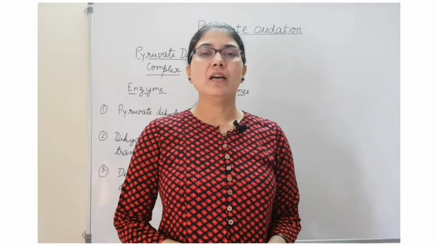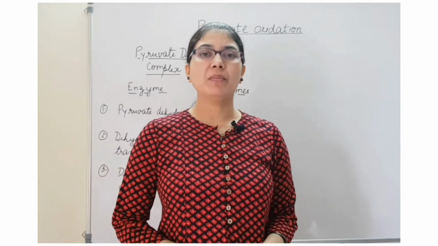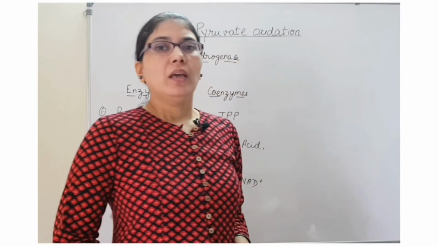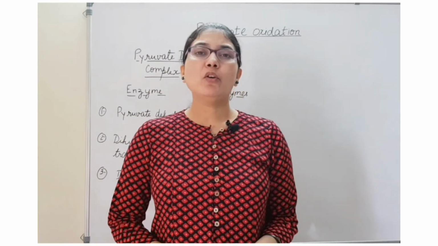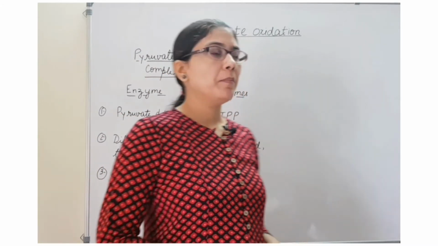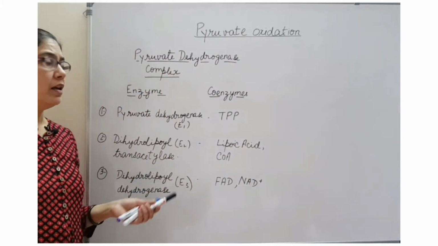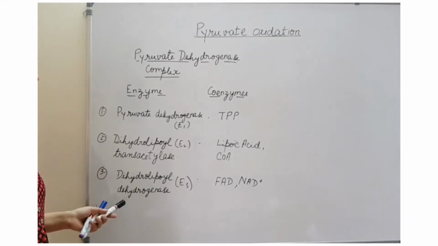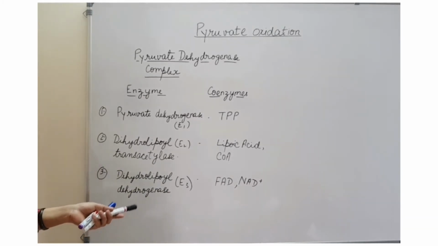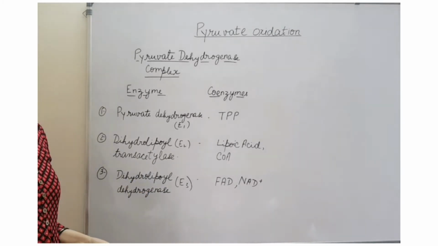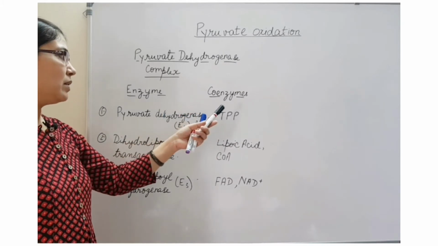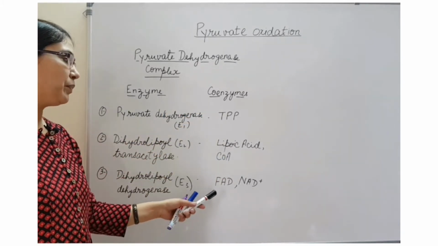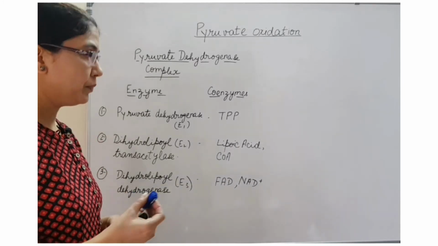Now let us see about the pyruvate dehydrogenase complex enzyme which catalyzes this reaction. It is an assembly of 3 individual enzymes: pyruvate dehydrogenase denoted as E1, dihydrolipoyl transacetylase denoted as E2, and dihydrolipoyl dehydrogenase denoted as E3. These involve certain coenzymes like thiamine pyrophosphate, lipoic acid, coenzyme A, FAD and NAD+.